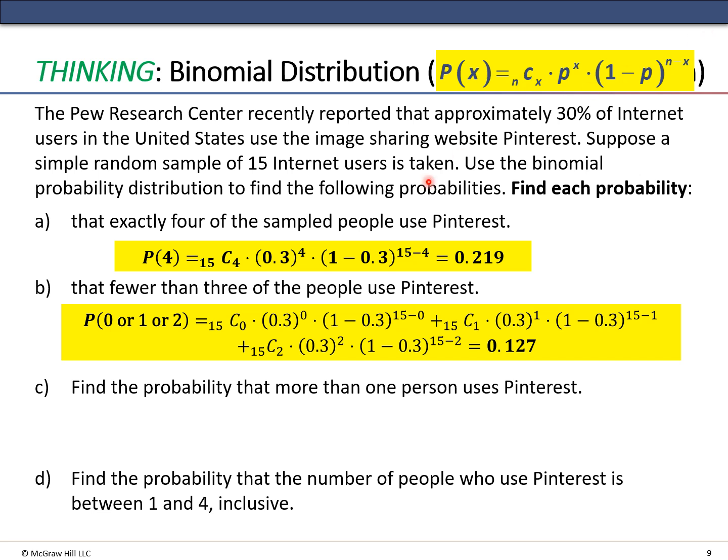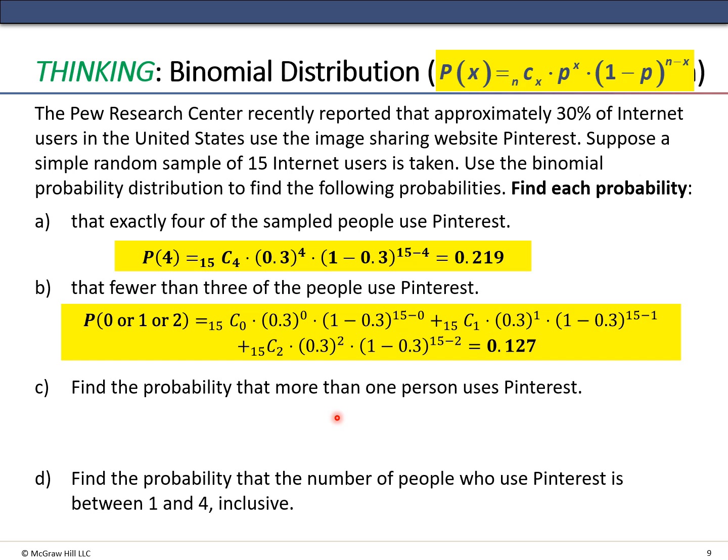So you can see through here, we get the first case is 15 items taken at 0, 15 with 1 success, 1 person using it, and 15 with 2 people using Pinterest. And when we look at that, we get a probability of 0.127.